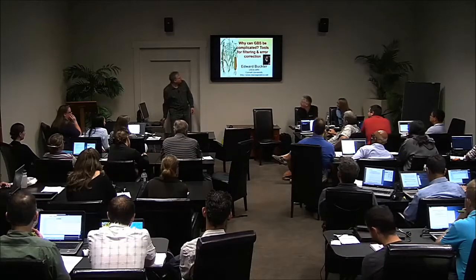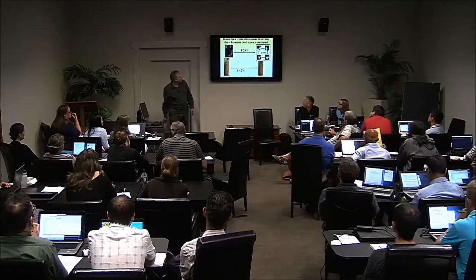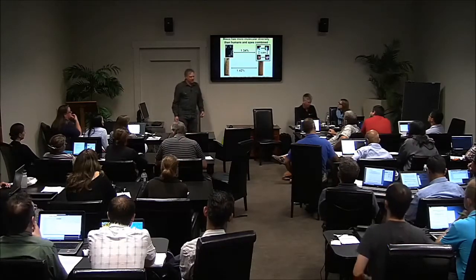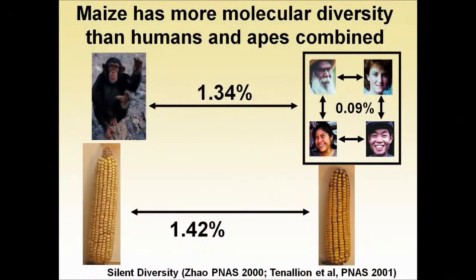Okay, so Ed's talk is, why is GBS complicated? Tools for filtering and error correction. So one of the motivations for developing GBS for maize, and also why it's complicated, is there's so much diversity in maize. Any two randomly chosen inbred lines of maize are more diverse than humans are from chimpanzees. So there's a lot of diversity there.